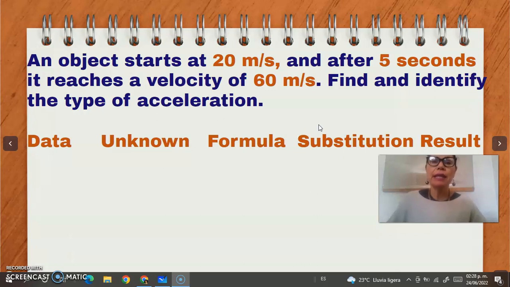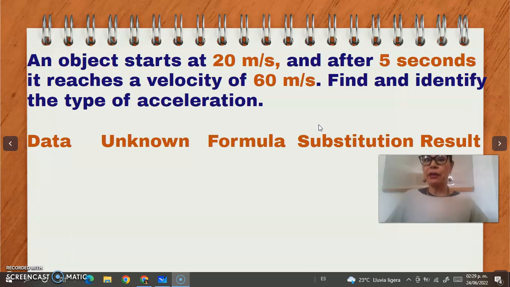First, we have to obtain our data. Our data in this problem is, as you can see, in another color, like an orange color. Okay, the first one, 20 meters per second. The problem says an object starts at 20 meters per second, so this is the initial velocity. After 5 seconds, it's time. And it reaches a velocity of 60 meters per second, a final velocity.